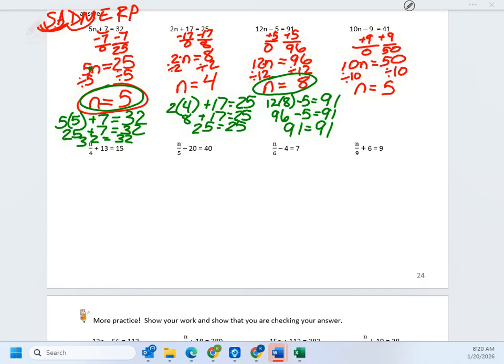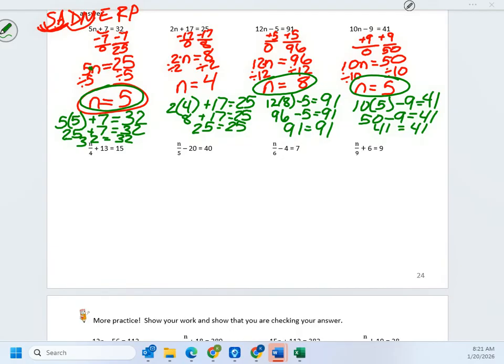So I'm going to go back and check my work. 10 times 5 minus 9 equals 41. 10 times 5 is 50, minus 9 equals 41. 50 minus 9 is 41. 41 really does equal 41, so I know I did my math correctly. So that's doing our 2 steps when we have multiplying happening.